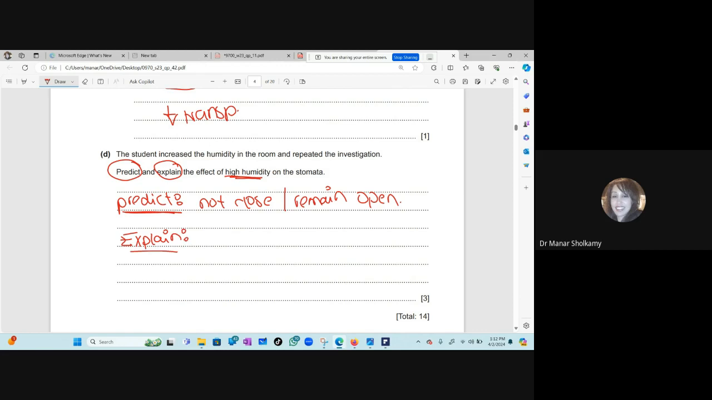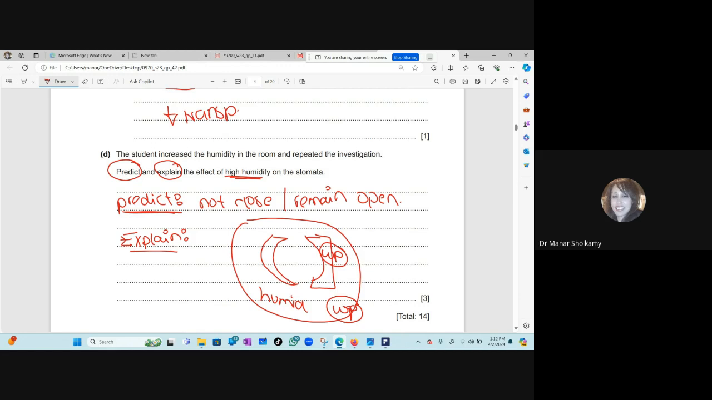Why will the guard cell remain open? This is the guard cell. Now, these are the questions where you lose a lot of marks and you don't understand the question. The guard cell is surrounded by a humid environment. Humid means what? There is high water potential. There is high water potential outside, and there is also high water potential inside.